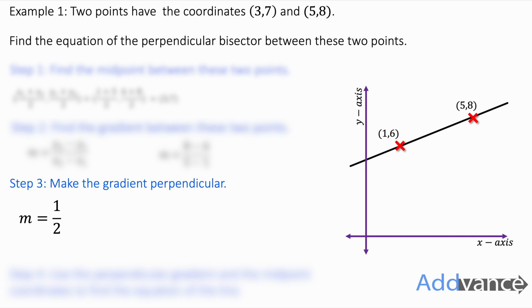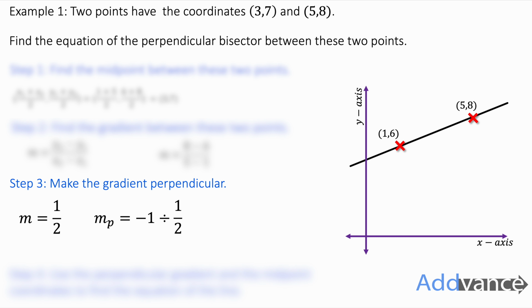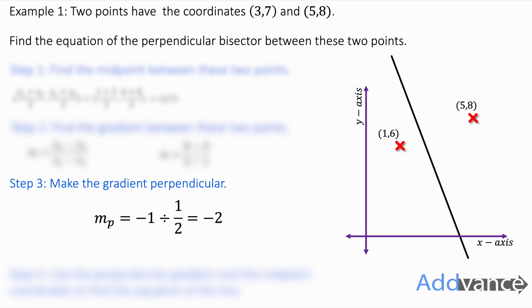Step 3, we're going to make the gradient perpendicular, and we do that by doing minus 1 divided by our current gradient. The perpendicular gradient is minus 1 divided by m. And so we're going to do minus 1 divided by 1/2. Minus 1 divided by 1/2 is minus 2. And a perpendicular gradient looks like this. You can see the black line there with a gradient of minus 2. The gradient is minus 2.